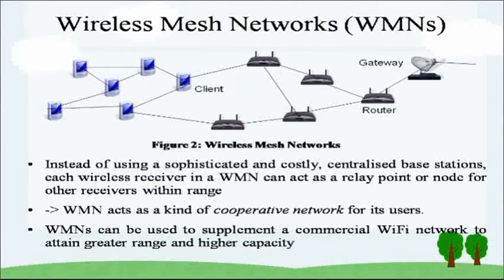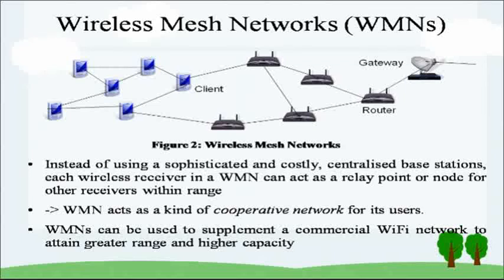As you can see in the diagram, there are a set of clients who are going to get the contents through these mesh routers, and there is a gateway which connects it to the outer network. There is only one device which is actually connected to the gateway, and all are then going to receive the network connection through that single device. So instead of using sophisticated and costly centralized base stations, each wireless receiver in a WMN can act as a relay point or node for other receivers within range. So a WMN acts as a kind of cooperative network for its users.